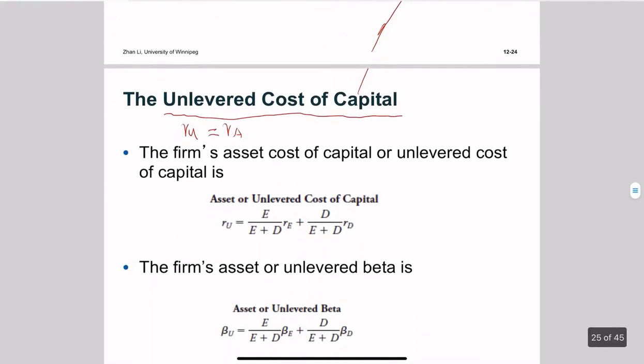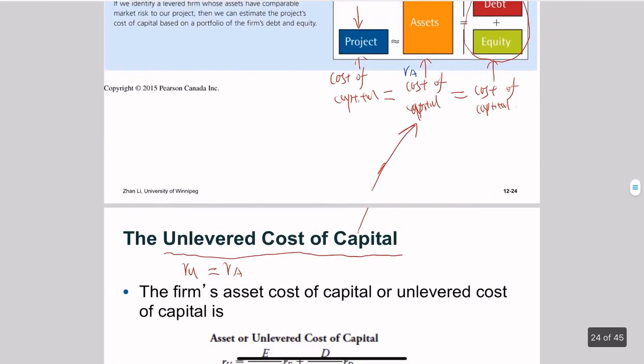Now the question is, how do you find out RU? How do you find out the unlevered cost of capital, right? Because if you can find out RU or RA, remember these two are the same. They're just having different names, right? So if you find out RA or RU, then you would be able to find out the cost of capital for your project, right?